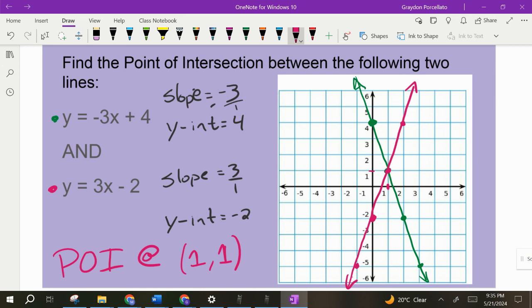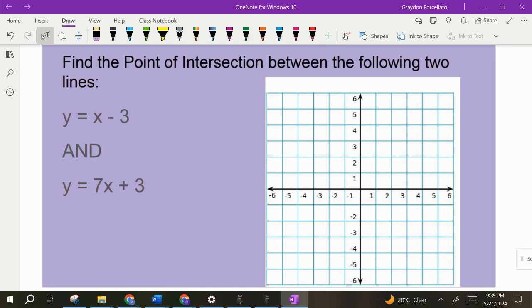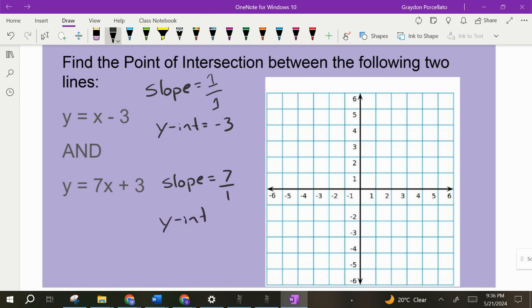Let's try our next one. So again here, we'll pause the video. You can give this a shot. So we'll pause it now. Okay. Hopefully we paused that. If not, no worries. We're going to write down what is our slope of this first one. Remember, what's the number in front of x there? The number in front of x is 1, and so that's a slope of 1 over 1. And my y-intercept is -3. My second one, my slope is 7 over 1, and my y-intercept is 3.